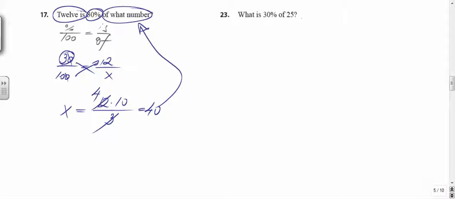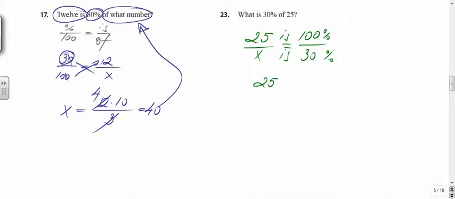What is 30% of 25? Well, 25 is the whole thing. It's 100%. Okay? What, my missing number, is 30% of that? And this is your proportion. Okay? 25 over x equals 100 over 30.